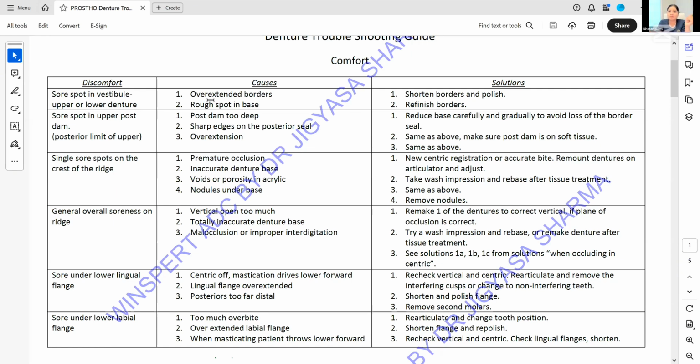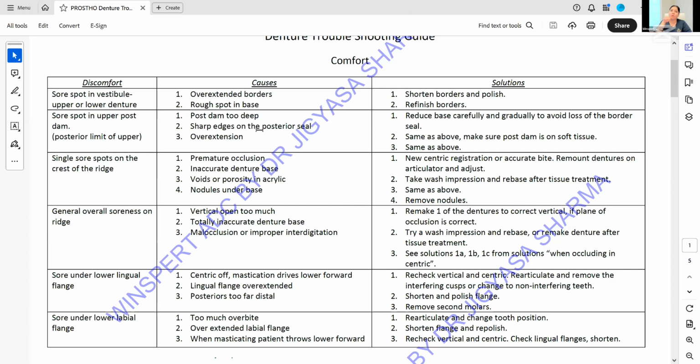So it is overextended borders or some disturbance or some kind of sharpness or roughness in the base of the denture in that area. So it's either the physical extension, which is excessive, or the physical surface of that denture is not smooth and is traumatic. So roughness or sharp edges can lead to that as well.